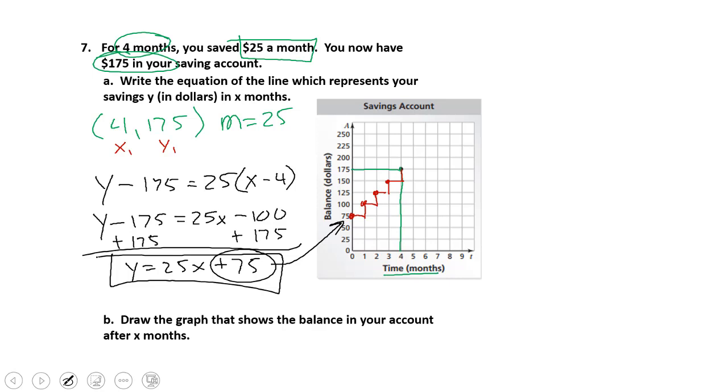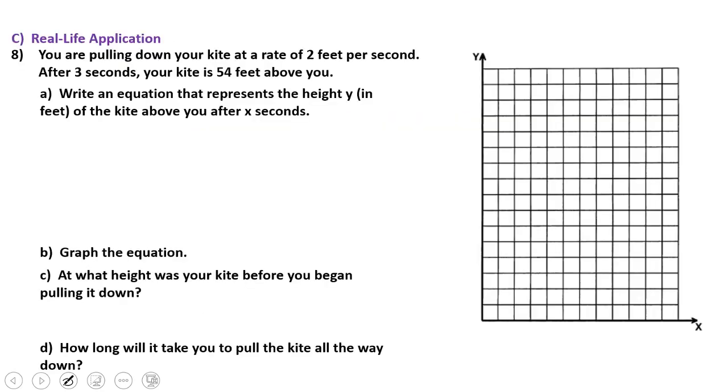Putting that point-slope form equation to use to help us write the equation of the line that we understand how to graph with. It says, draw the graph that shows the balance in your account after x months. Well, now that we have the intercept of 75, we can draw it right through those points. And voila, there it goes. Just like that.